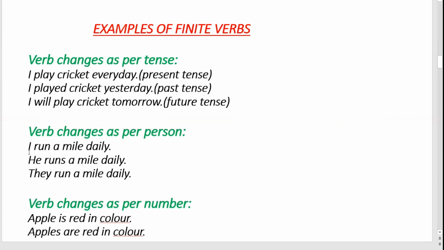So you can observe that I is first person, and he, they are third persons. So with the change in the person, the verb has changed from run to runs, runs to run. These are finite verbs and they are also showing the action.